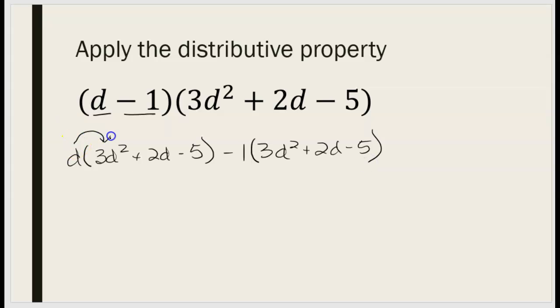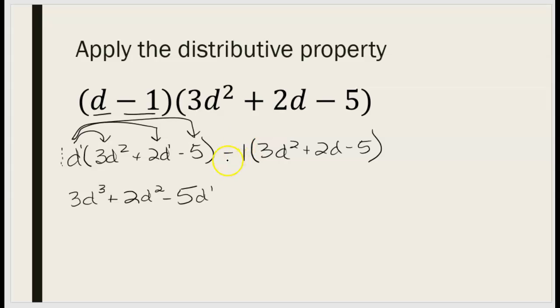And start distributing. D times 3d squared, remember this is a d to the first, so this is going to be 3d to the third power. D times 2d, this is a phantom 1 out here in front, of course, so 1 times 2 is 2. D to the first times another d to the first is going to be d to the second. 1 times negative 5 is negative 5, and the only variable we have here is the d to the first power, so we better keep that around.